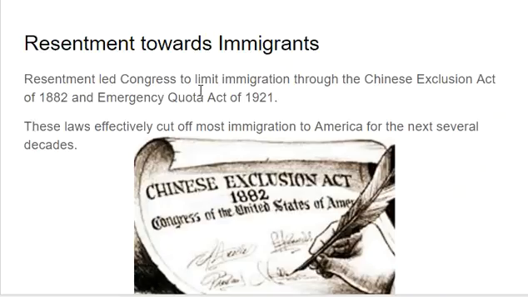And this led Congress to limit immigration through the Chinese Exclusion Act of 1882 and the Emergency Quota Act of 1921. And these laws effectively cut off most immigration to America for the next several decades. So it used to be that the United States would take tons and tons of immigrants. There were no limits. If you came here, you were going to get in, unless you were sick or you had a criminal record. But after these two laws, it was very difficult for people to come here.